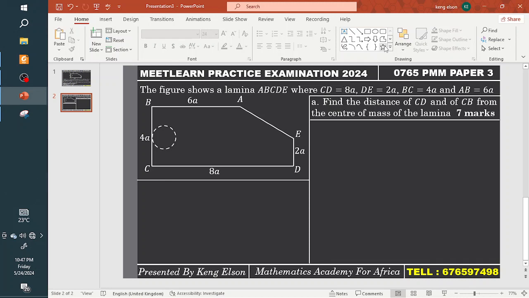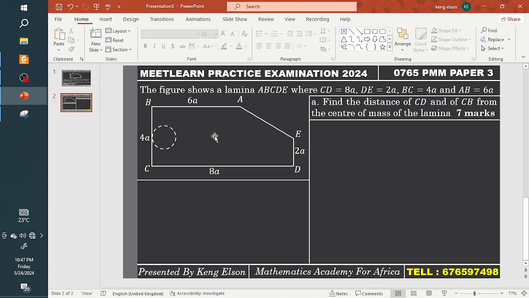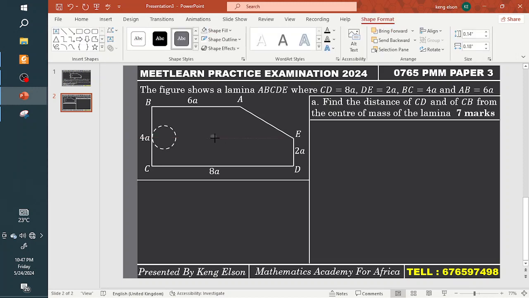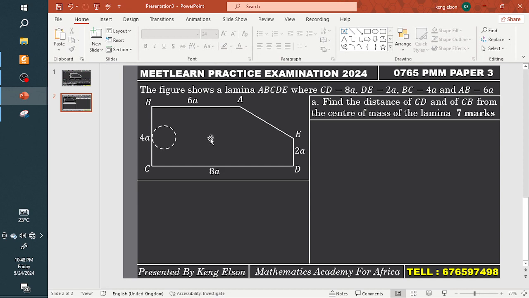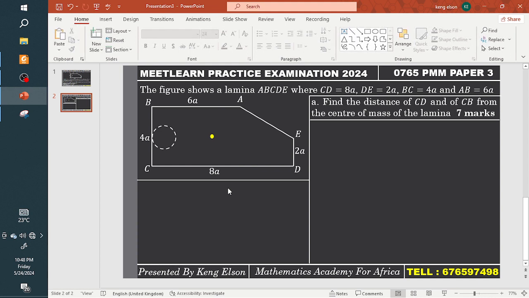So with respect to how I personally will start explaining this question, I'll start by locating the center of mass of the whole body. I'll just look for any point here. Alright, I'll put the center of mass of the whole body there. Okay. Now, I can call this my center of mass of the whole body. It's too big. I have to reduce it a little bit. Yeah, it's okay like this. I'll give it yellow and yellow this, right?